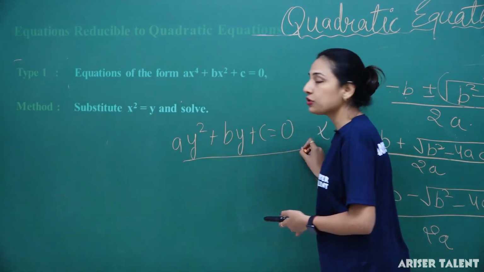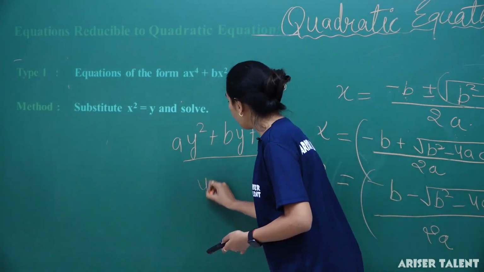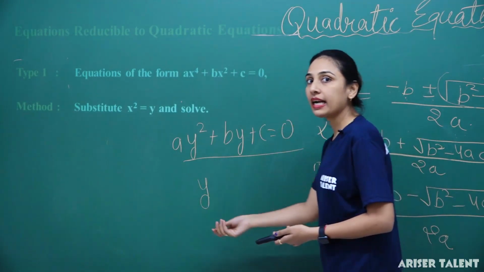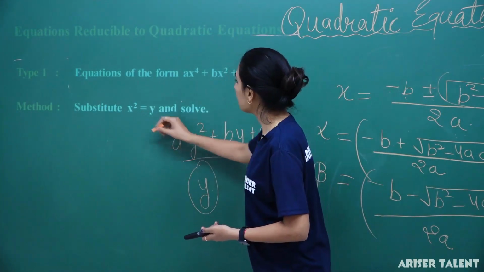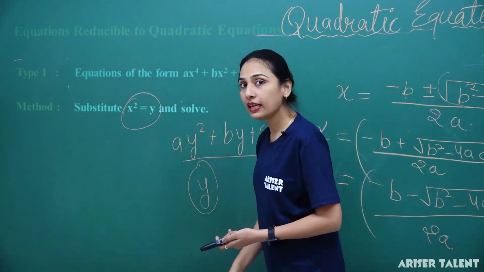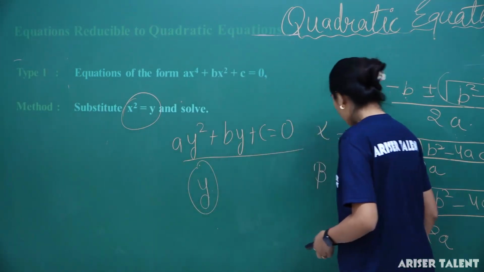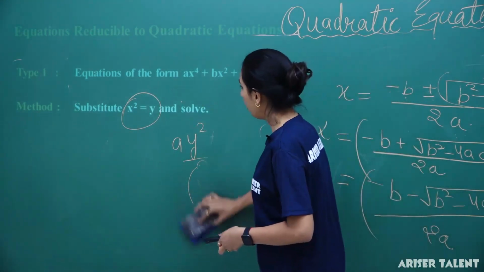From this substitution, we can get the value of y, and by getting the value of y, we can find the value of x, because y equals x square. So by this we can have the value here.